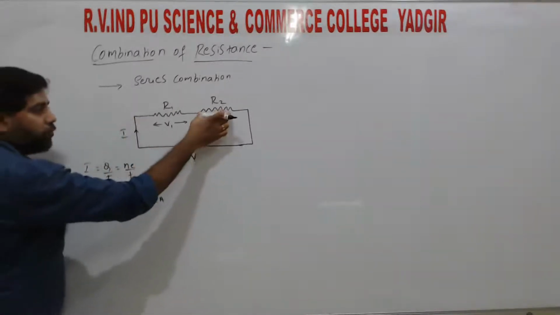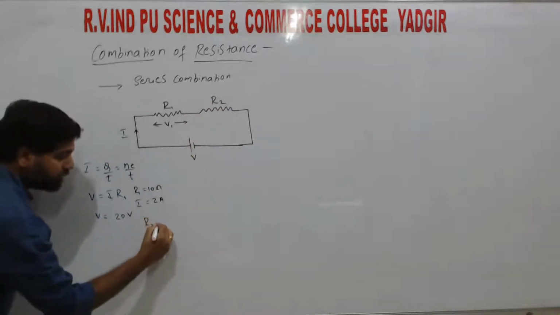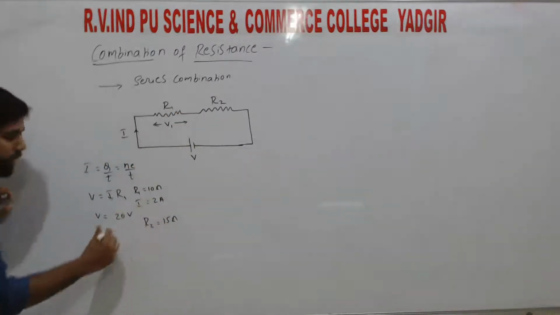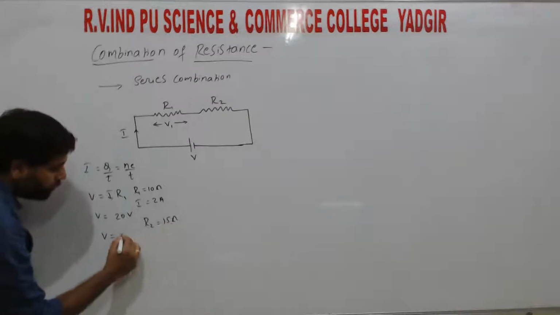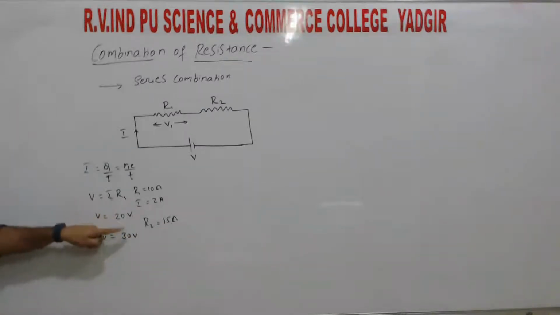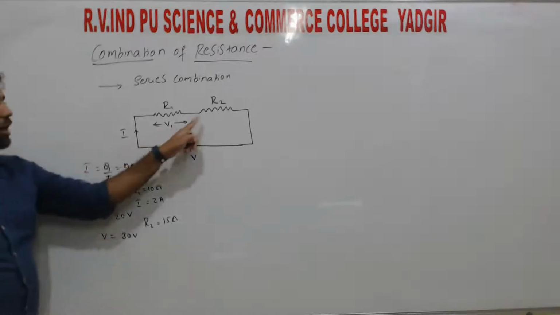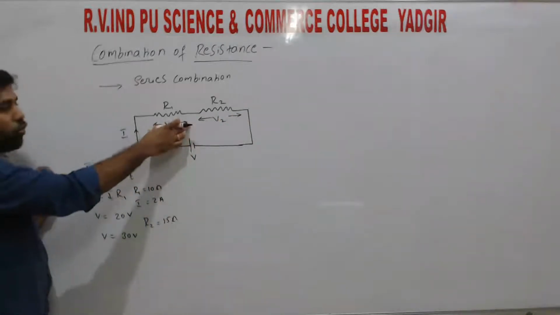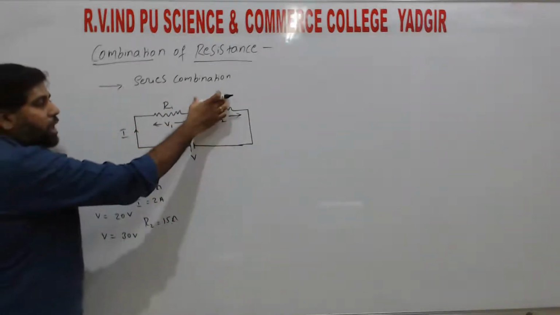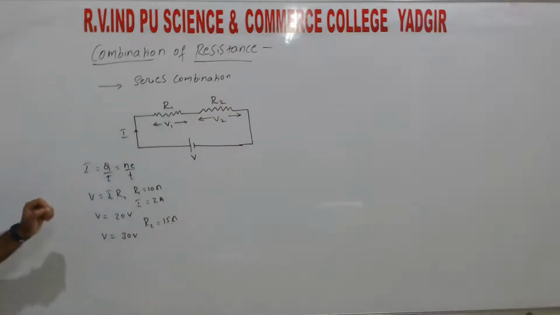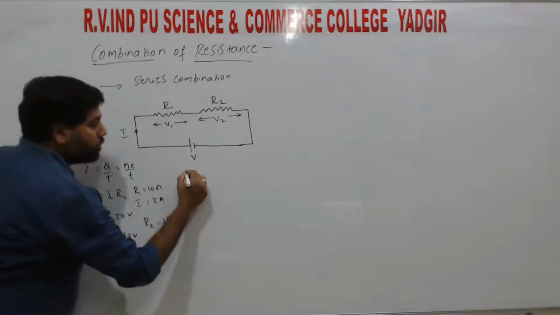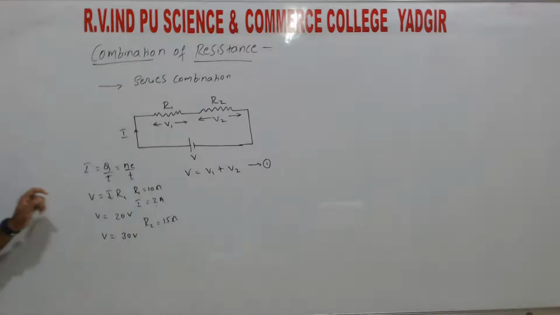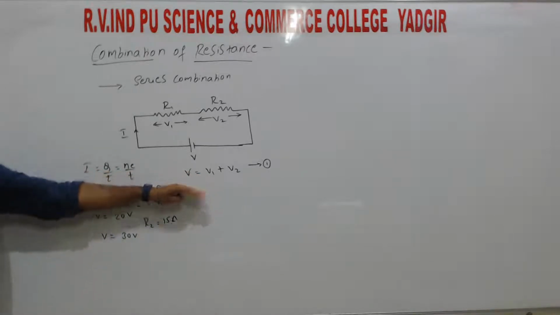The same current flows across R2. In the second case, R2 is 15 ohm, the current is the same, 2 ampere, so the voltage is 2 into 15, 30 volt. So we are getting two different voltages, that's why we take V1 and V2. V1 is the voltage across the resistance R1 and V2 is the voltage across the resistance R2. So the total voltage is equal to the sum of the voltages, V is equal to V1 plus V2. We call that the first relation, right?